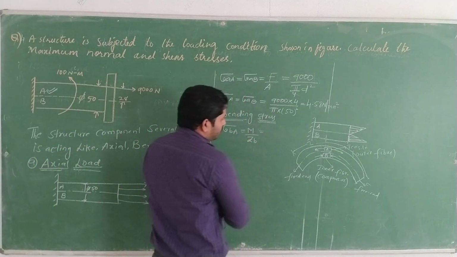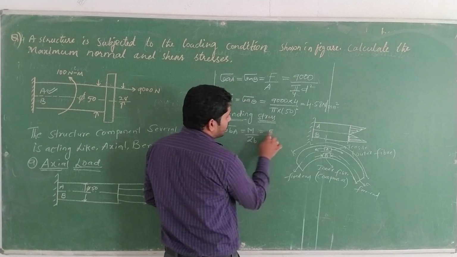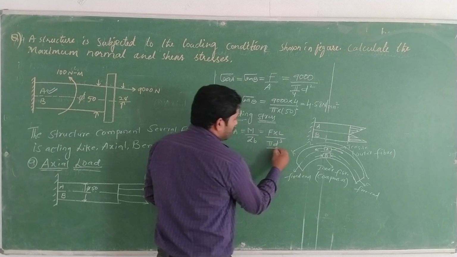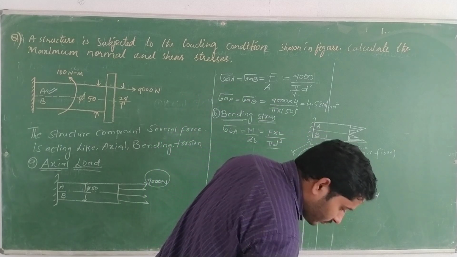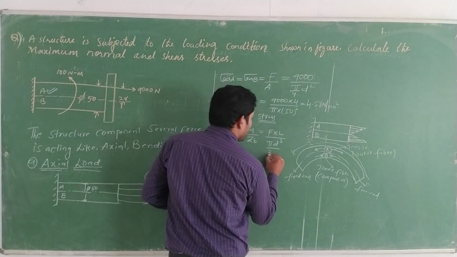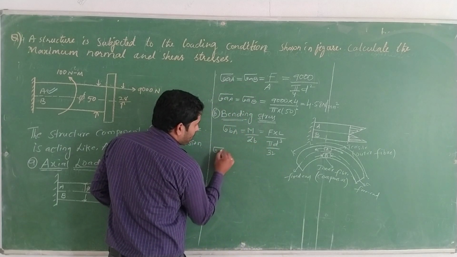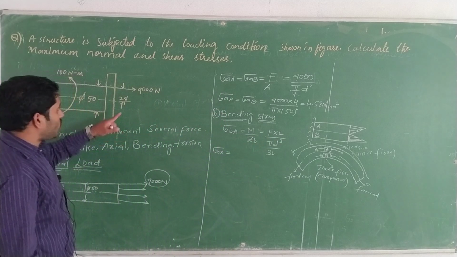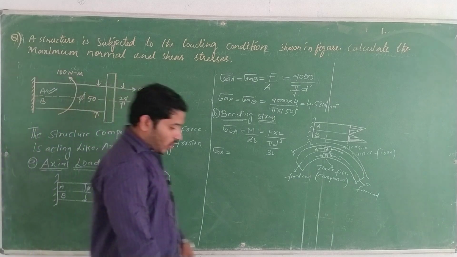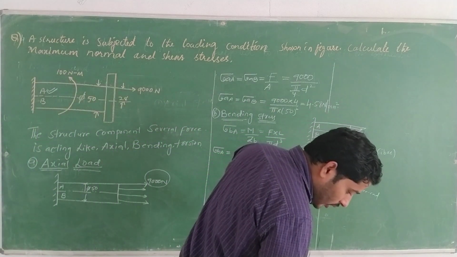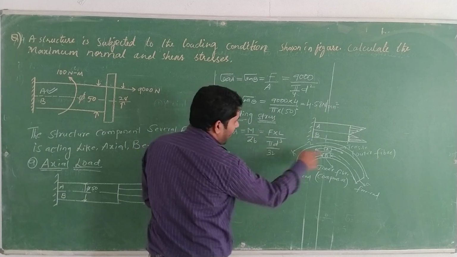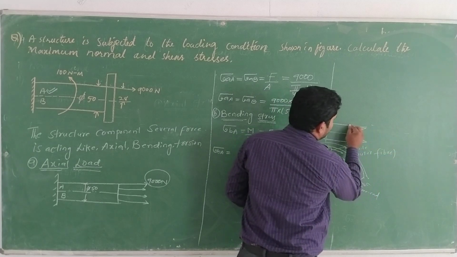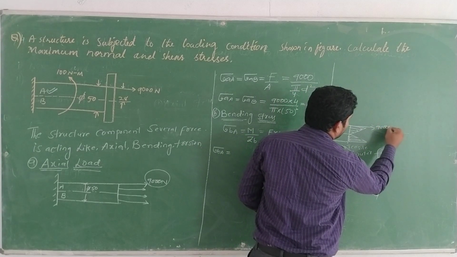So we have to know the M formula, which is force into L. Z is pi d cube by 32. Sigma BA is equal to M by Z. How much is the force here? We applied the bending load force. We have to know how much force we applied. Here 9,000 Newton is acting.